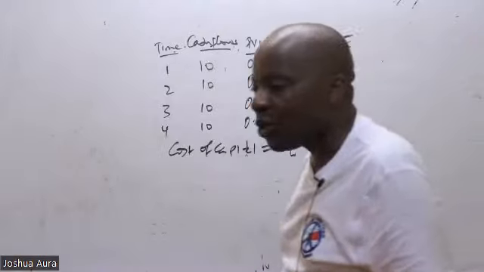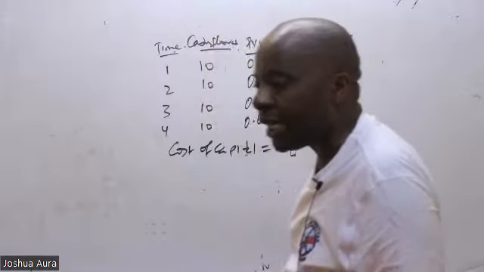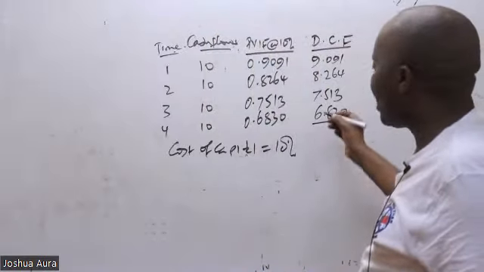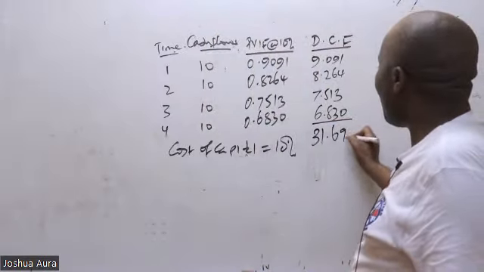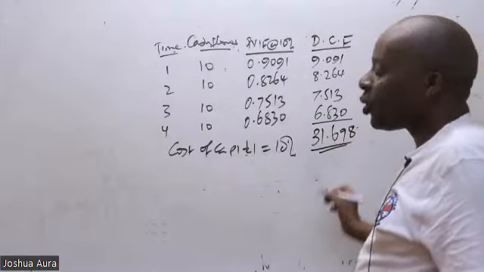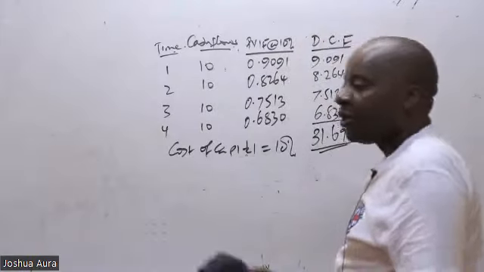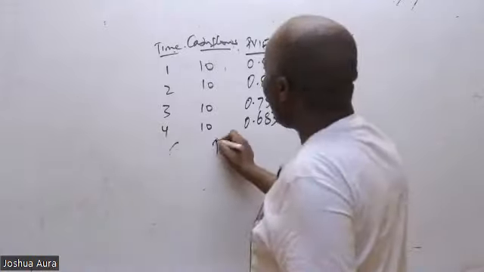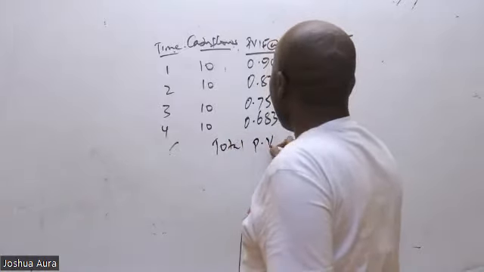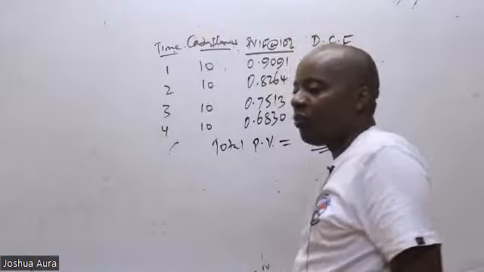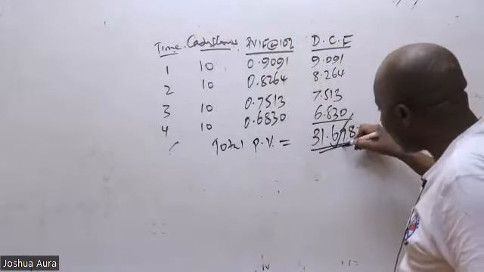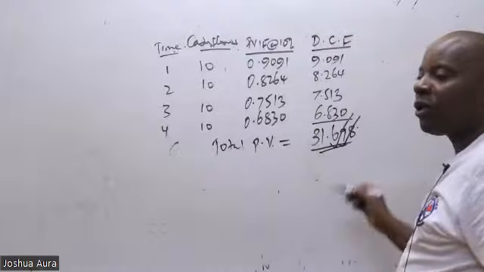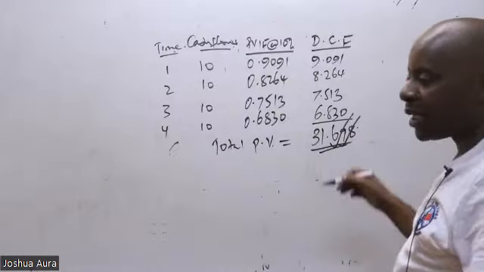So according to Kinyua and Lena, it is 31.698. This is the total present value. Thank you, and thank you so much. I would want you to mark this figure because I would want us to apply it in the second method.